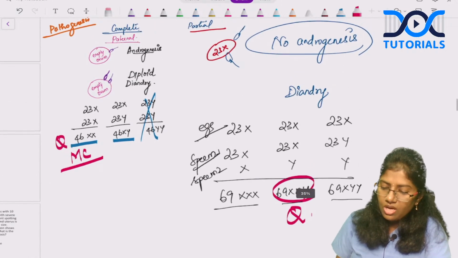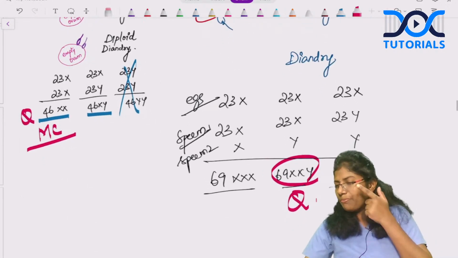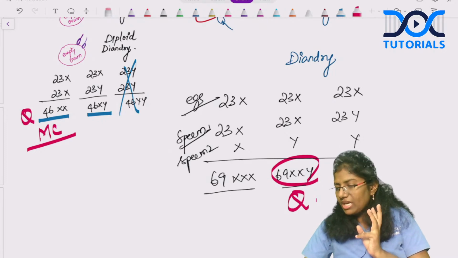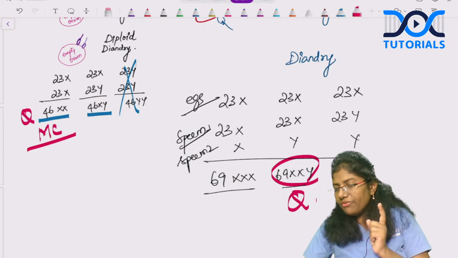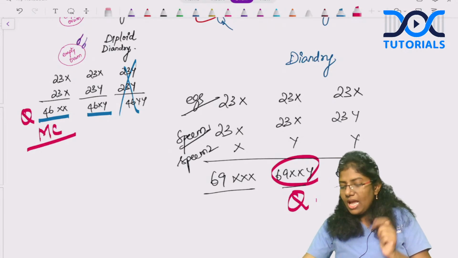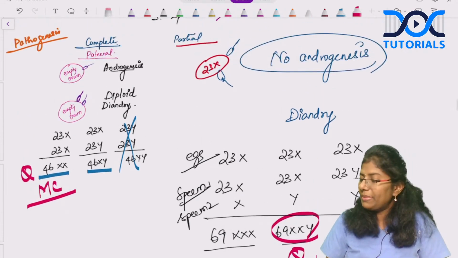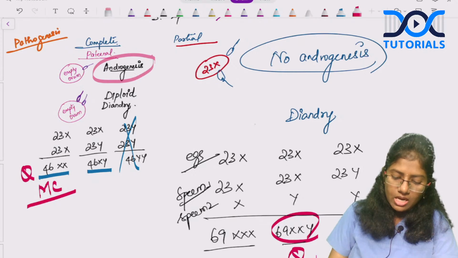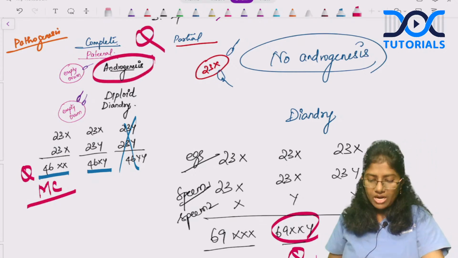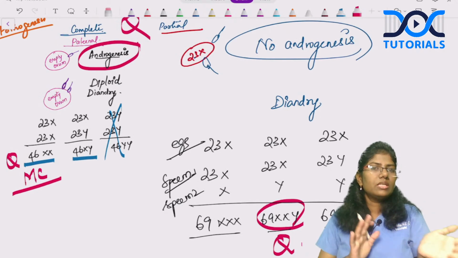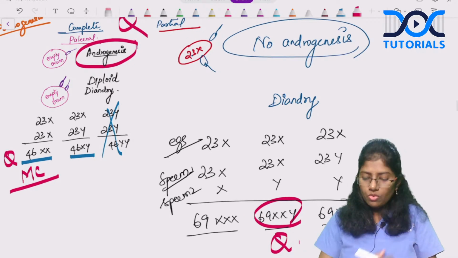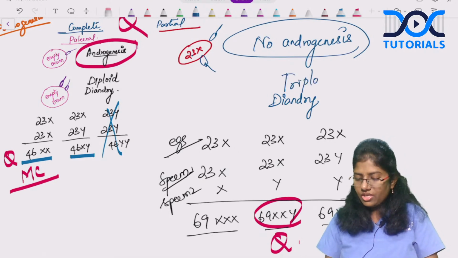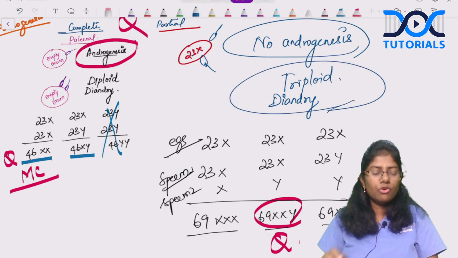Also tell me, guys, where do you see androgenesis, in complete or partial? Androgenesis is a feature of complete mole and not partial mole. Diandry is seen in both complete and partial mole. In complete mole it is diploid diandry, whereas in partial mole it is triploid diandry.